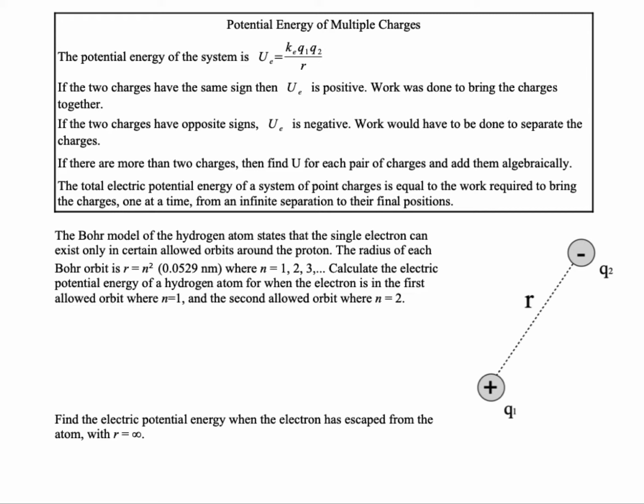It's a mathematical expression of what we had seen in the past. If there happen to be more than two charges, then we have to find the electric potential energy for every pair of charges and add them algebraically. And this sum can be thought of as the work required to bring the charges together from an infinite separation one at a time.